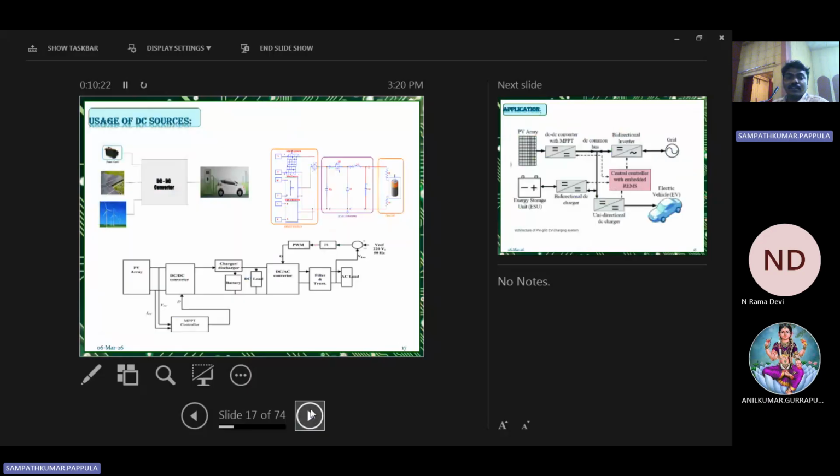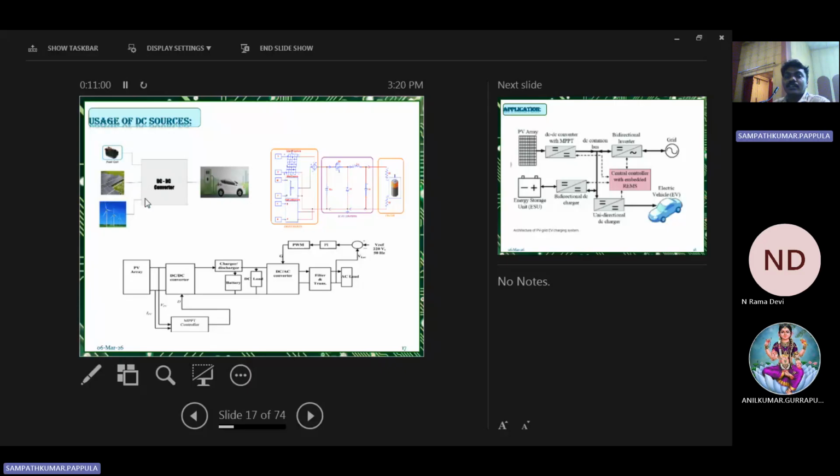In a similar manner, here I am taking one application, where various sources are there: solar, windmill, and fuel cell systems. From these, we are getting variable DC, and here I am trying to charge the electrical vehicle. For charging the electrical vehicle, I require fixed DC, but from the sources, I am getting variable DC. Now the use of the DC to DC converter is that I need to change the variable DC into fixed DC.